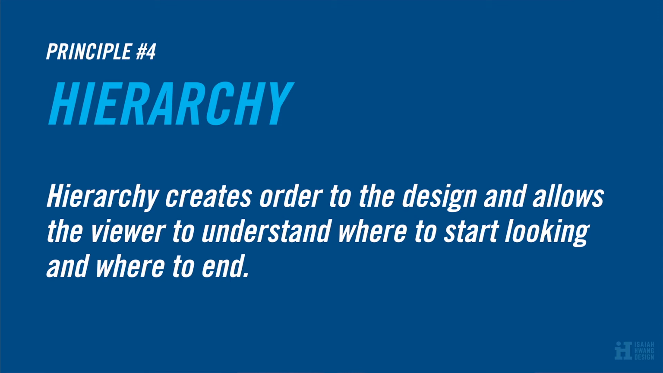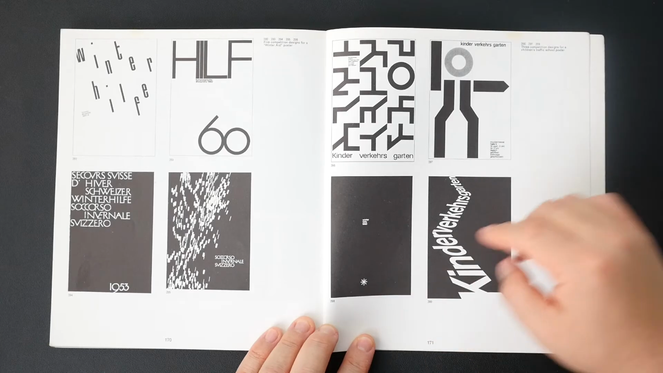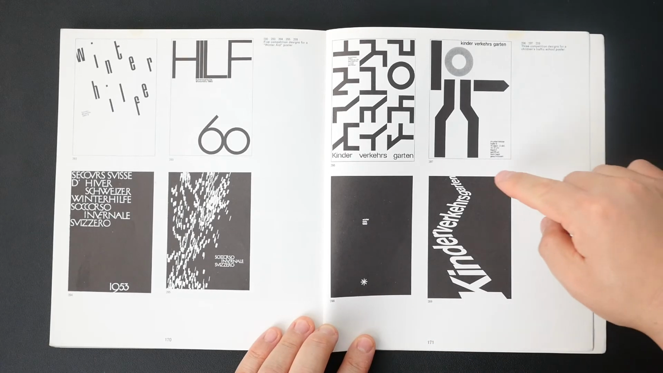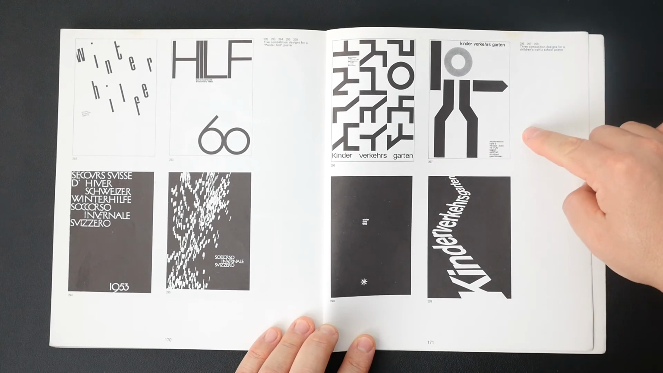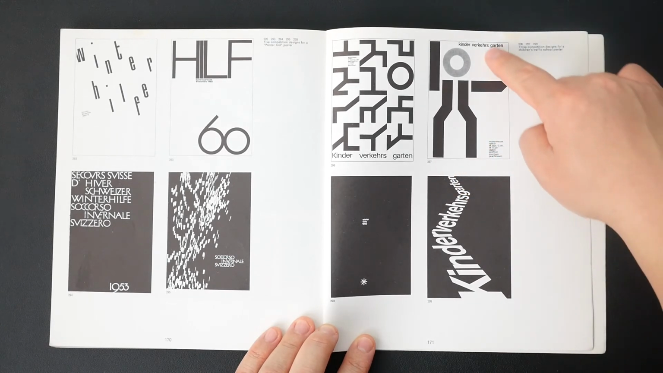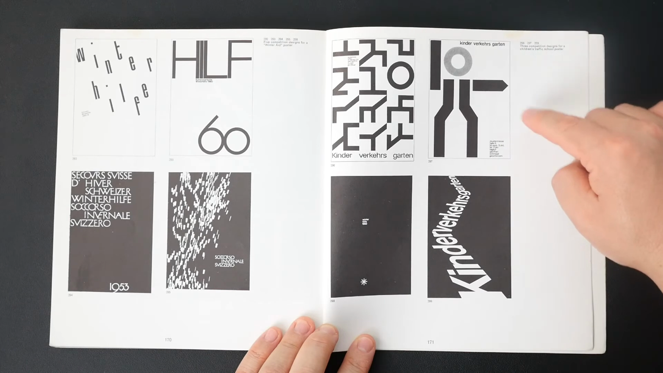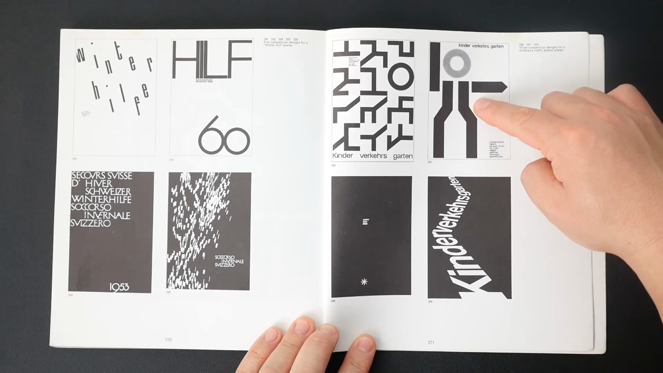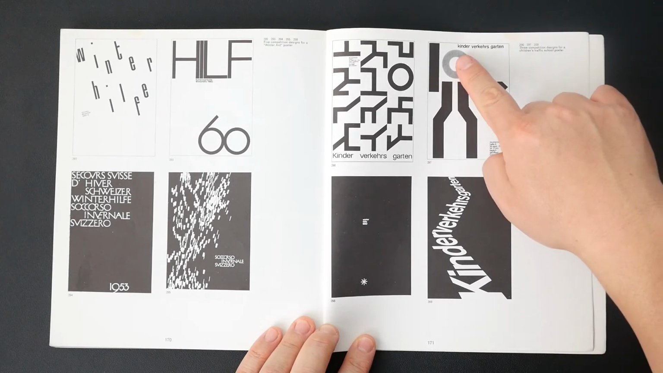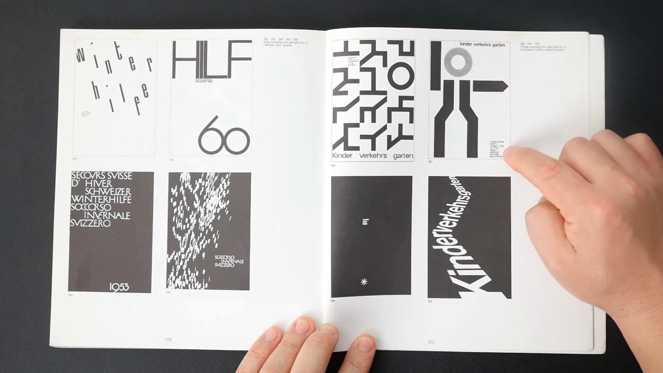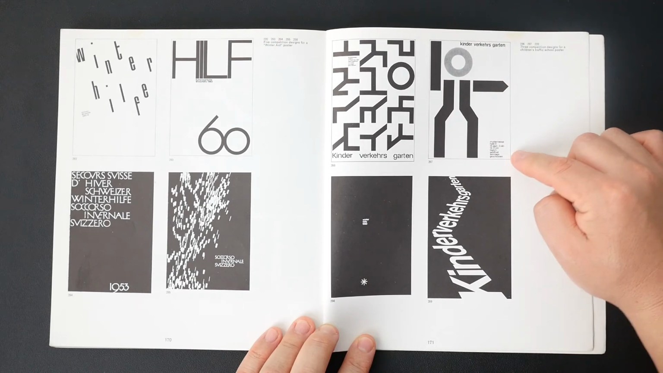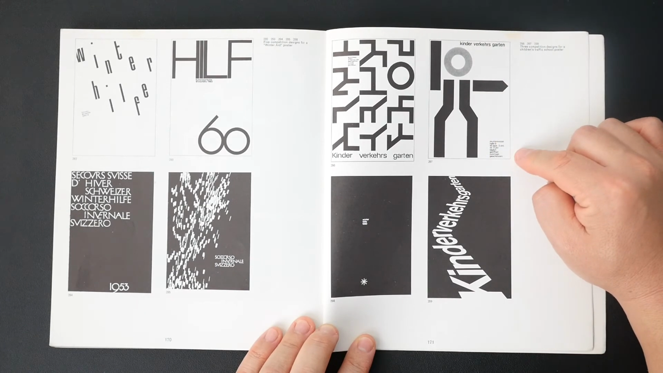The fourth principle is hierarchy. Hierarchy creates order to the design and allows the viewer to understand where to start looking and where to end. So if you look at some of these posters, you can see it right here. In this one, this is a perfect example. The main emphasis is this character right here, so your eye directly goes to that guy first. And then the second thing you probably go to is here, the title, and then the third, the information. So this is a perfect use of hierarchy.